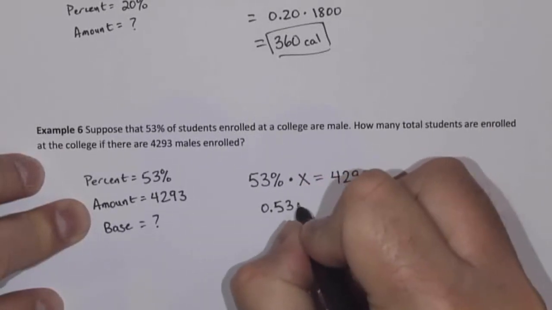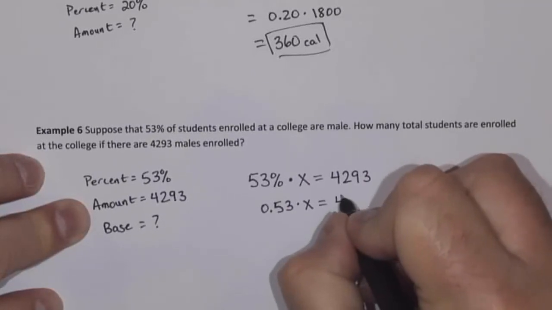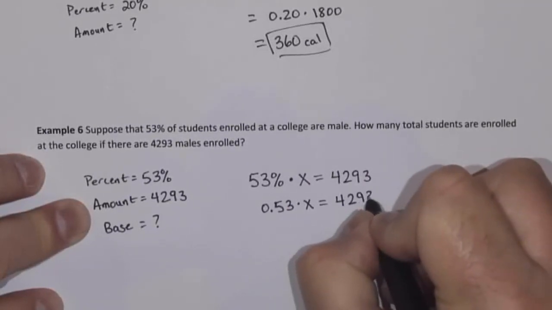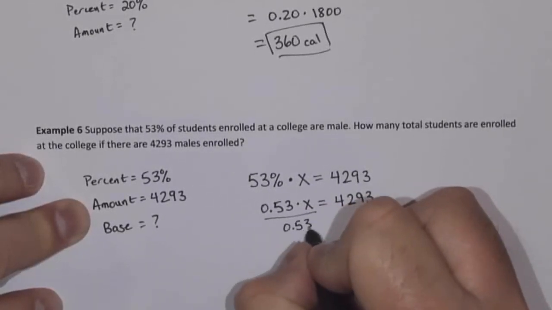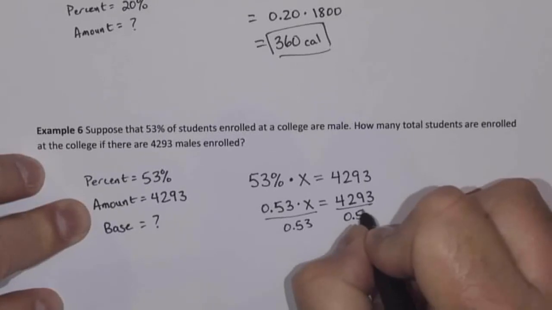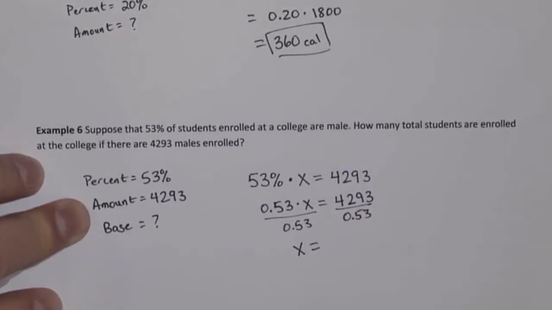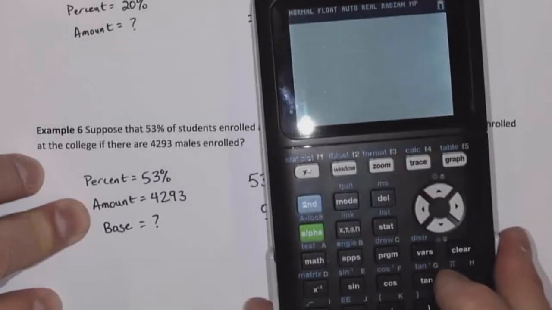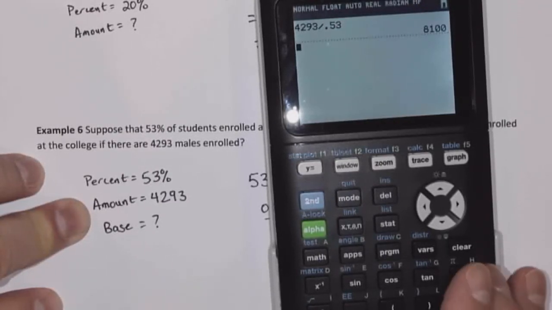If I solve that, 53% would be 0.53 as a decimal. So I have 0.53 times x equals 4,293. To solve, I'm going to divide both sides by 0.53. So x is going to equal 4,293 divided by 0.53, and that is 8,100.